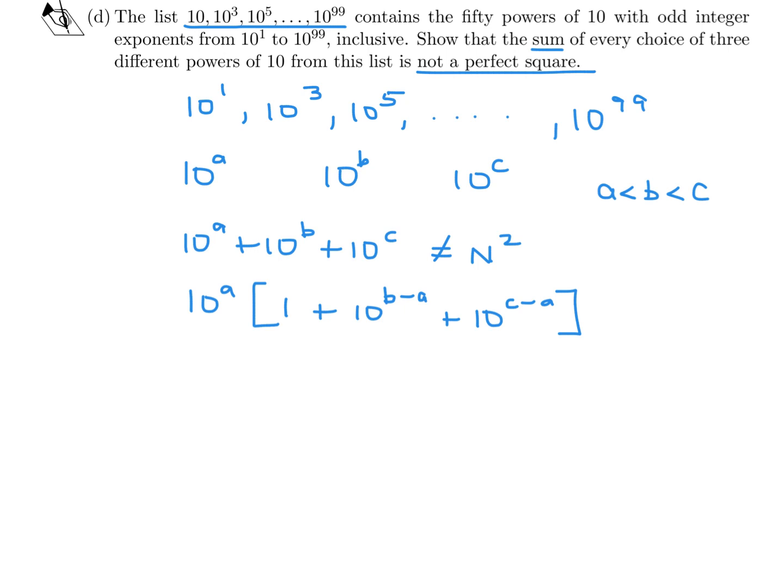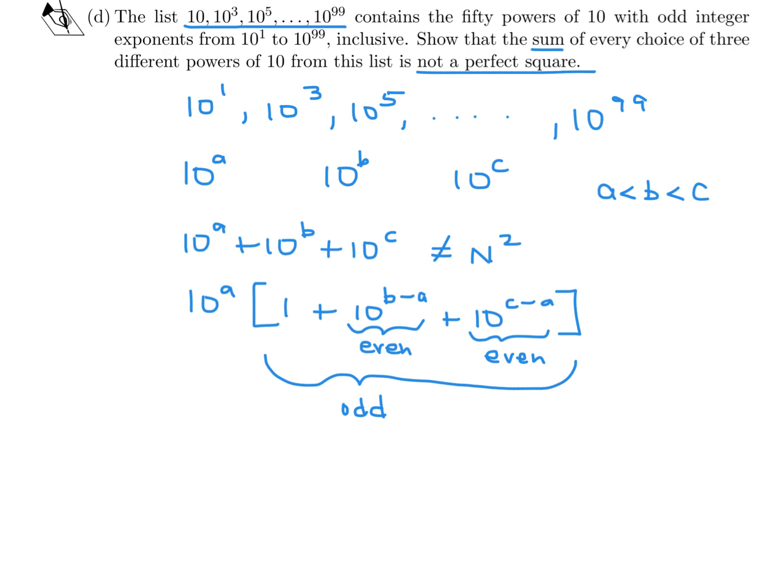Okay, so what do we do now? Well, any power of 10 is going to be even, right? No matter what the exponent is: 10, 100, 1,000, 10,000, 1 million. So this one here is even, and so is this one. Correct? So that means this whole thing in the bracket, an even plus 1, would be odd.